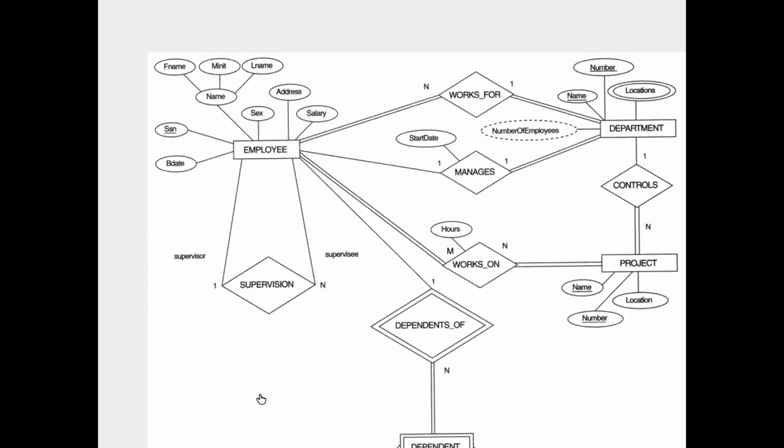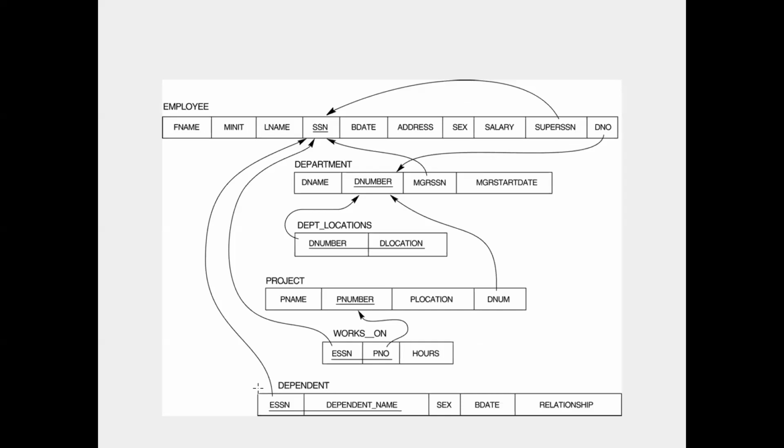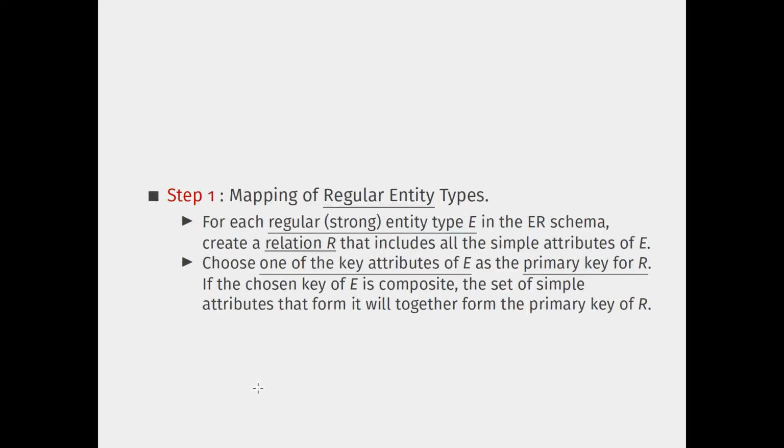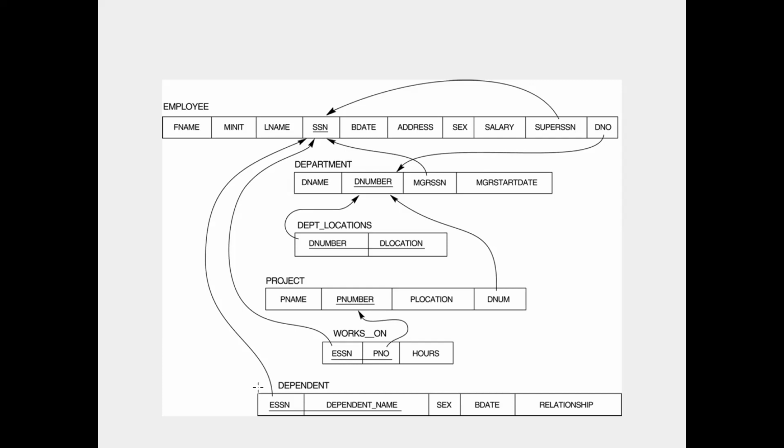So the first step is for each regular entity type, you should create a relation. So for example, here we will get employee, and employee we put it as a separate relation. Similarly, department is also another relation. Project, another relation. Dependent, another relation.